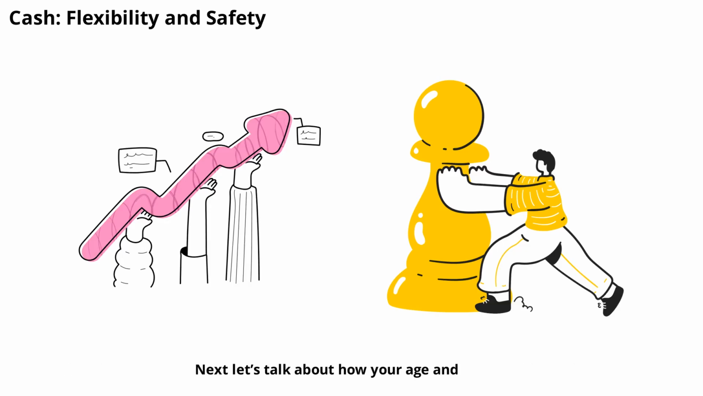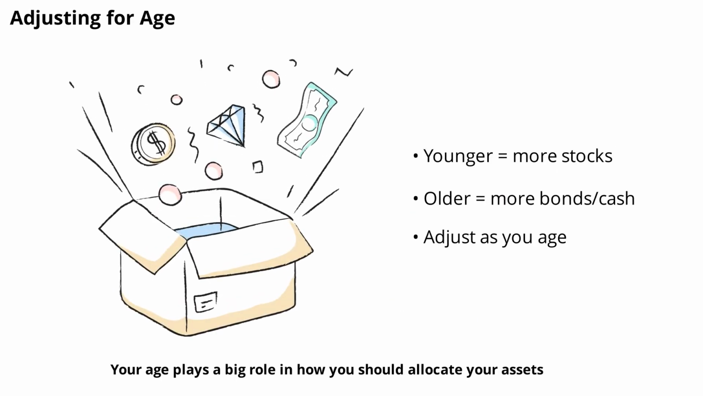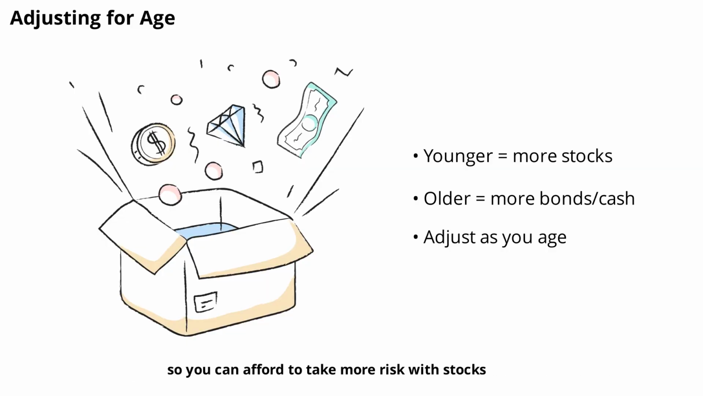Next, let's talk about how your age and goals can affect your asset allocation choices. Your age plays a big role in how you should allocate your assets. The younger you are, the more time you have to recover from market ups and downs, so you can afford to take more risk with stocks. As you get older and approach your financial goals, it's wise to shift gradually toward more bonds and cash to protect what you've built. A common rule is to subtract your age from 100 to find the percentage of your portfolio that could be in stocks. For example, if you're 30, you might have 70% in stocks. Let's see how your goals also shape your plan.